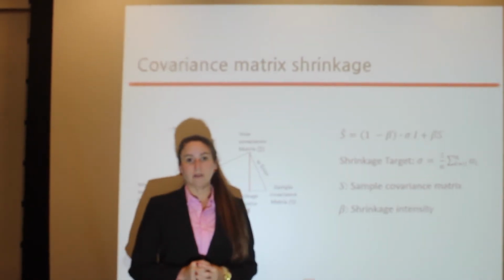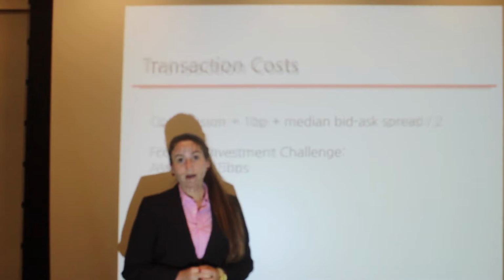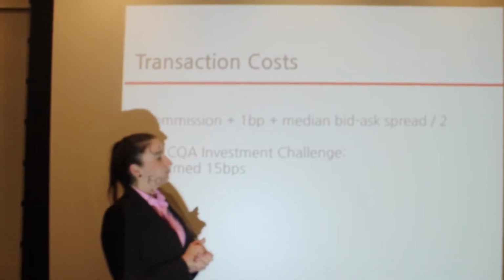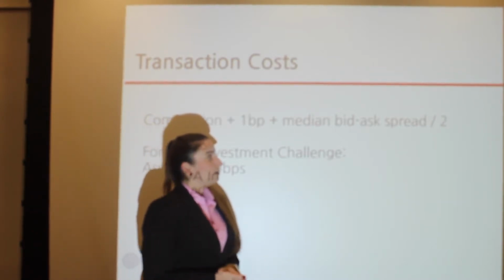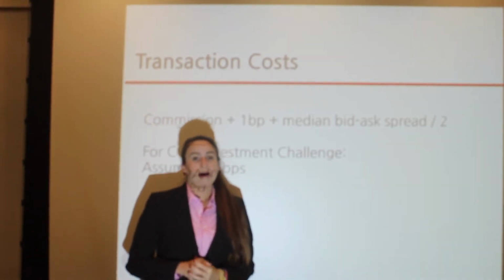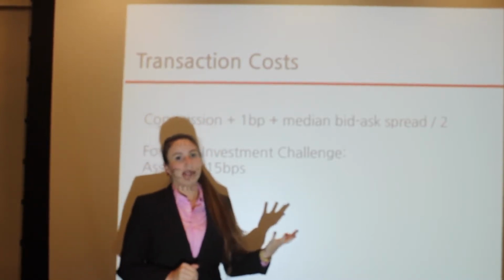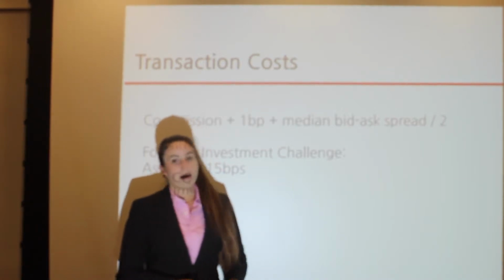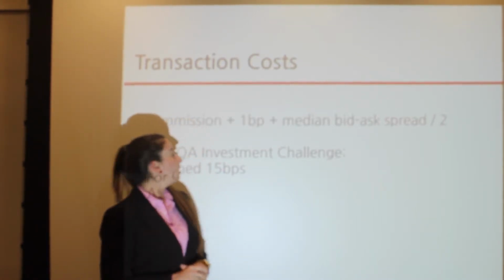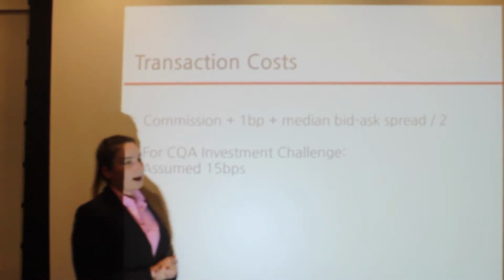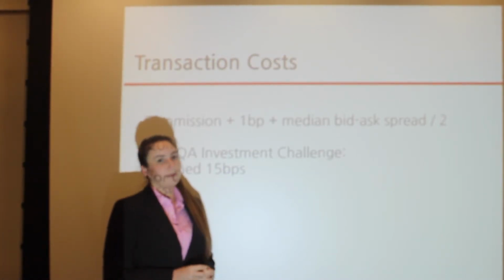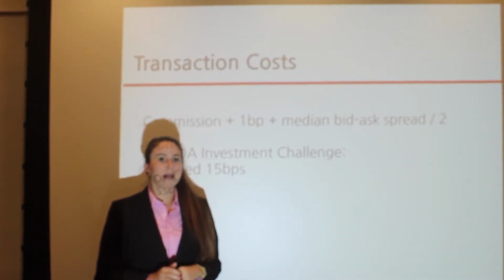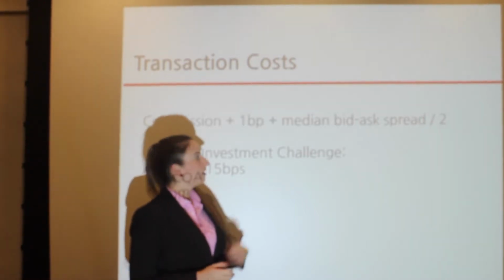Then we're going to talk about the transaction cost model. In this case, we use a commission of 1 BP as well as the median bid-ask spread divided by 2. We did this in order to incorporate a very simple model into our complete trading system. For the purpose of this competition, we use 50 bips for the investment challenge, but as we mentioned, we're trying to build a system that can be replicable and easy to handle.